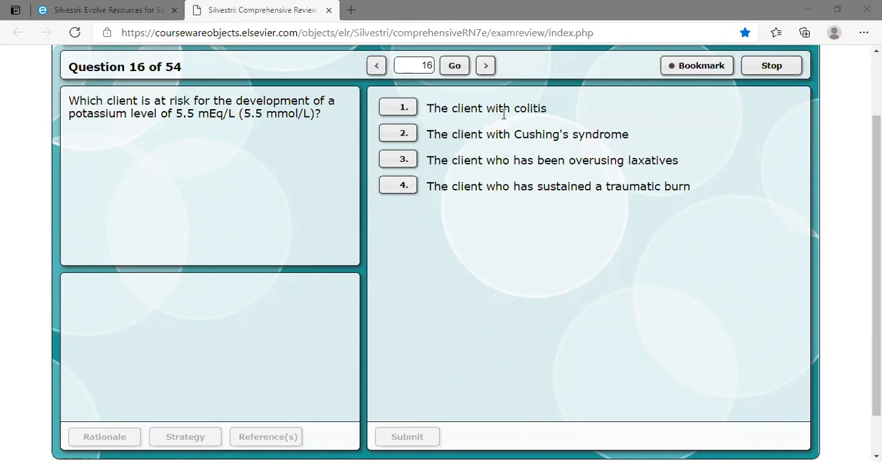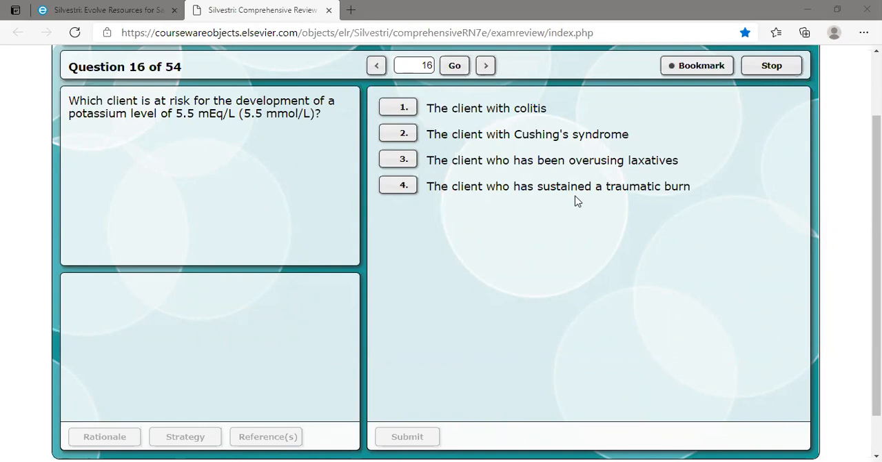The client with colitis, which is a GIT problem. The client with Cushing syndrome, or the client who is overusing laxatives, and the client who has sustained a traumatic burn.